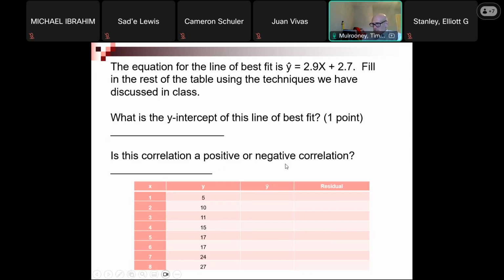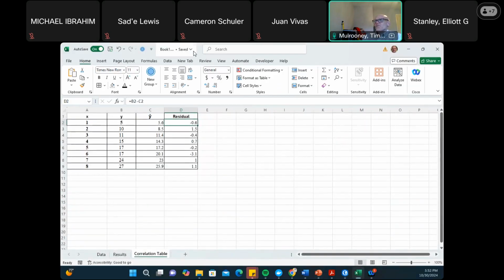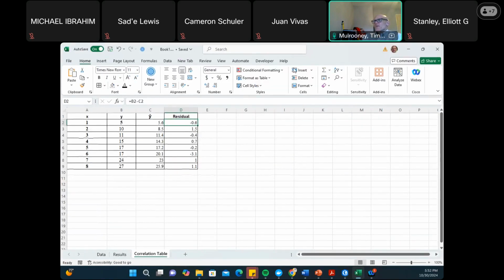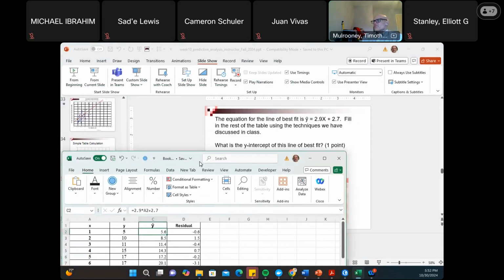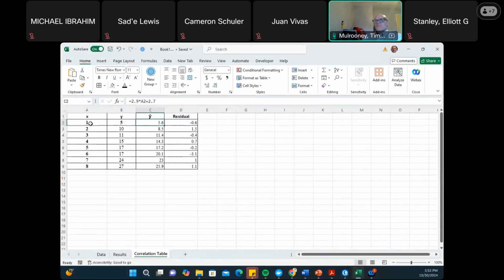Is this a positive or negative correlation? It's positive. Why? Because the slope is positive. Now, what I've done here in Excel, and hopefully I still have that Excel file, this is a correlation table. And I'm kind of just looking at this here. But what I did right here is I put in my X's and my Y's, and then I put in the little equation here, which is 2.9x plus 2.7.